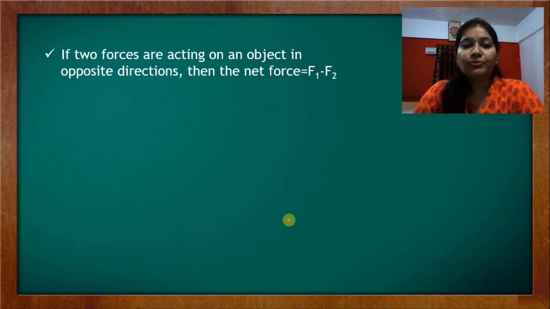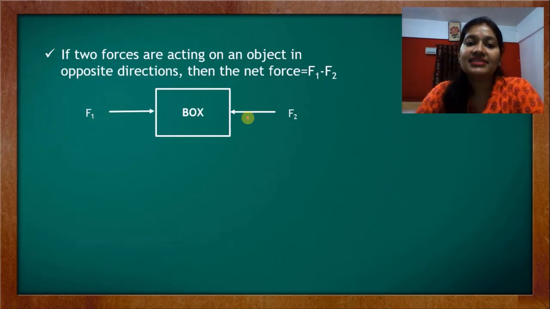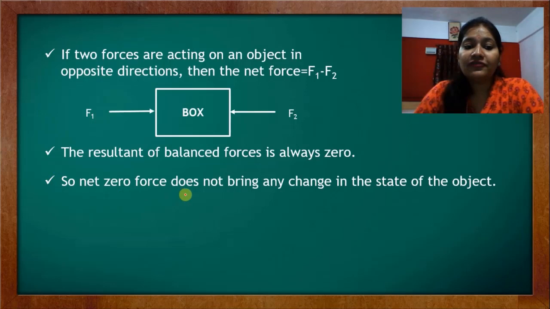Now, fourth point, if two forces are acting on an object in opposite directions, then the net force acting on the body will be F1 minus F2. Why minus? Because the physical quantity has changed direction and we represent the change in direction with a negative sign. Clear? Next, the resultant of balanced forces is always 0. So net zero force does not bring any change in the state of the object.